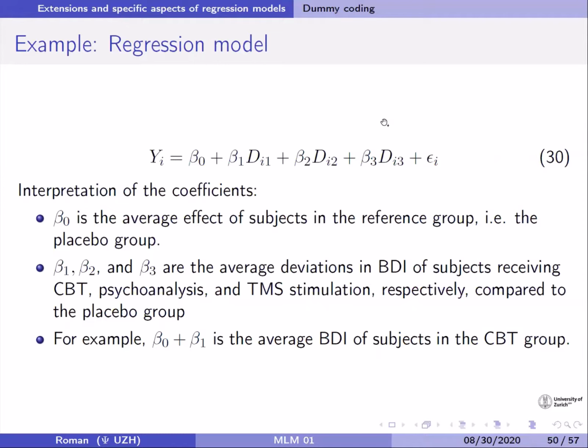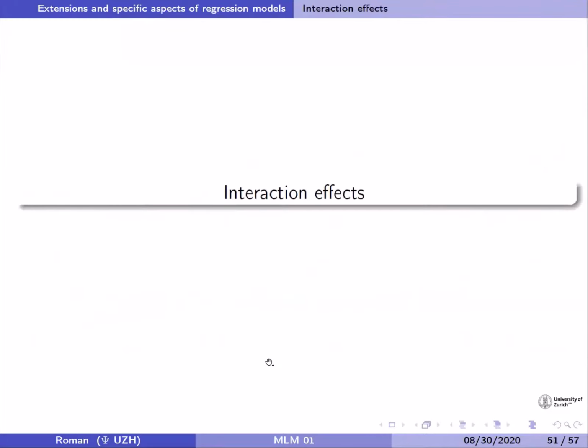We can derive the averages of each group by saying, well, because B1 is 3 units higher than the placebo's mean, plus the mean of that group, B0 plus B1, gives us the average BDI for the CBT group. This is how we can make experimental comparisons across factors.